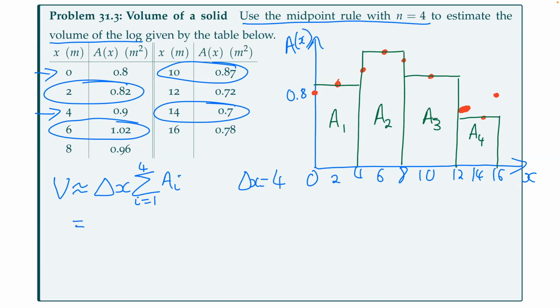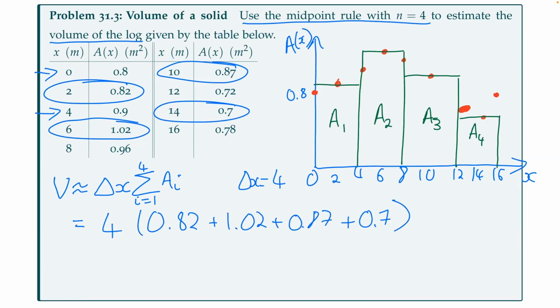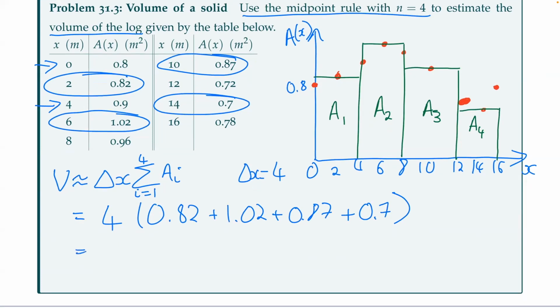Now we just substitute these things in. So we have 4 meters times, and then we read everything off the table, the things that I've highlighted. So 0.82 plus 1.02 plus 0.87 plus 0.7. You work that out, it should be 13.64. Meters cubed, thank you. Don't forget your units if you're dealing with volumes.